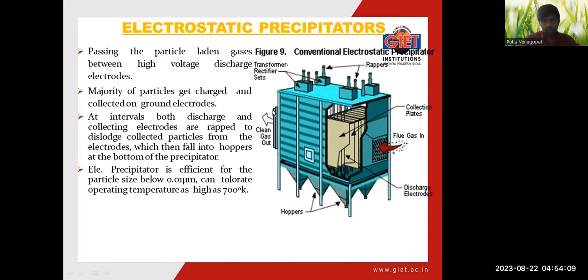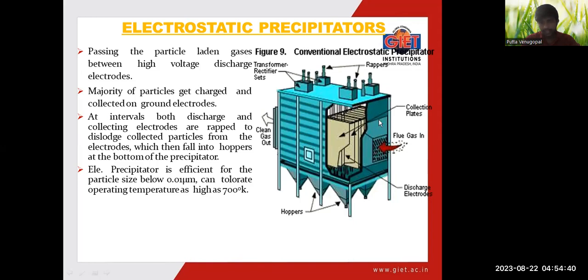The first one functions with the help of gravity. The next one, with the help of some mechanical device. This one functions with the help of electrical technology. When the flue gas or dirty gas, carrying fly ash, passes through this, there are collection plates which are charged by using electricity, by using DC current.